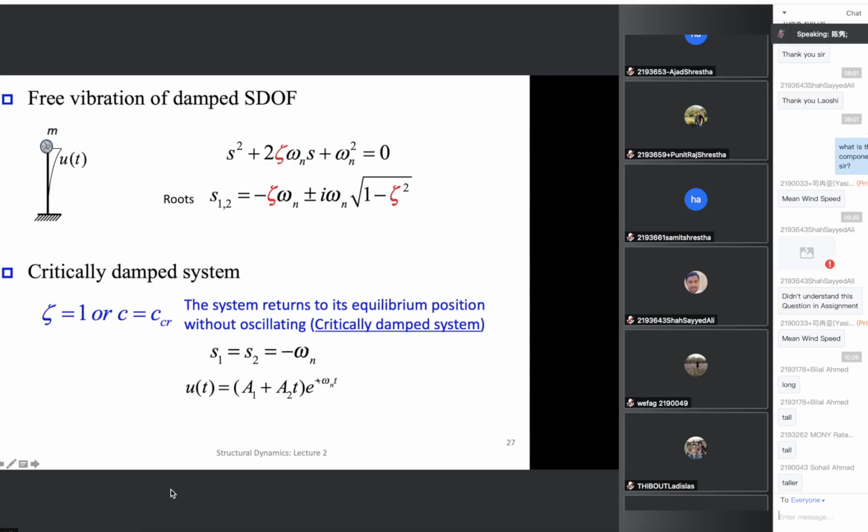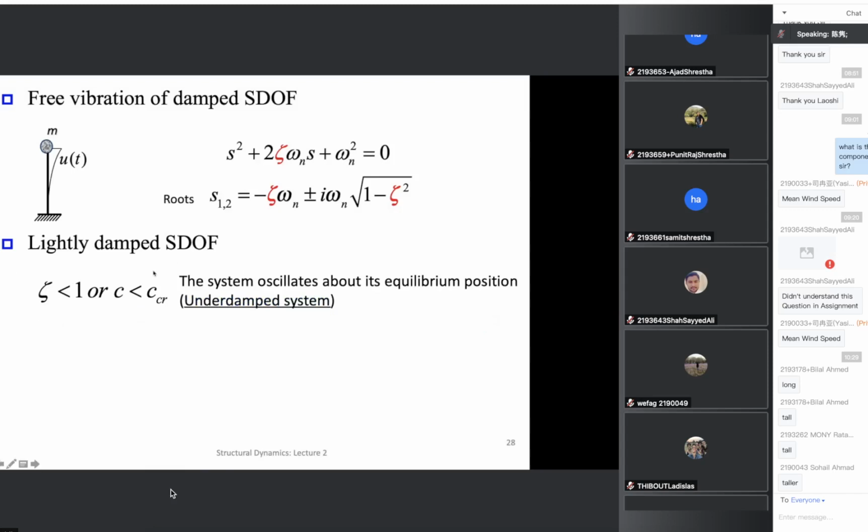So if you set t equal to 0, this part becomes 1, and this is 0, so this one doesn't matter. So A1 equals u0. And similarly, you can get A2. By combining A1 and A2 together, you can get the final expression for the critically damped system. So this is a solution of the critically damped SDF system due to initial conditions. So this is one case.